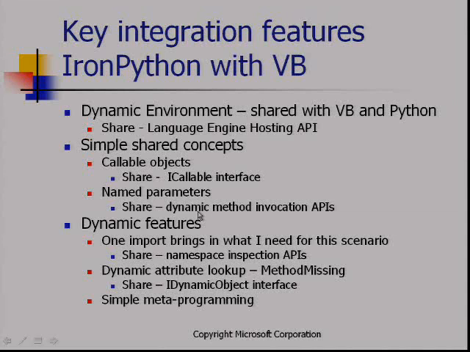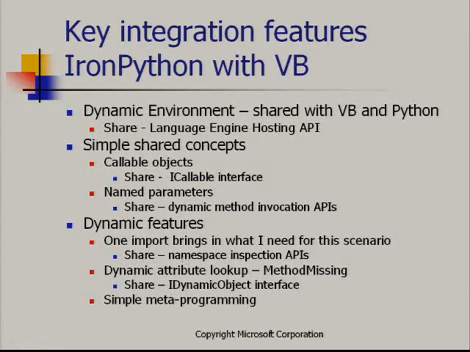Plus, there's a bunch of dynamic features. One import brings in everything that you need to use PowerShell. One import brings in everything that you need to use WPF. So they need to have some namespace inspection APIs that are the same. Dynamic attribute lookup, this method missing grand innovation that we've just come up with, let me tell you. To do that, they need to share an iDynamic object interface, some interface that lets you query objects dynamically for what they can do. They both need to use the same interface so that they can share the same set of objects and pass objects back and forth. And this simple metaprogramming, dynamic namespaces, namespace inspection and dynamic attribute lookup, is what makes a lot of these things work.